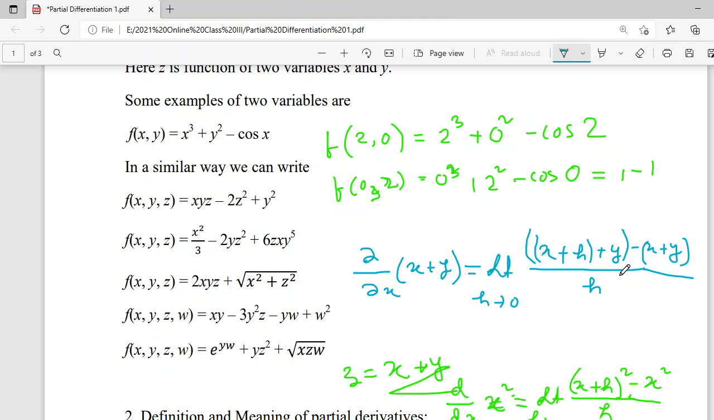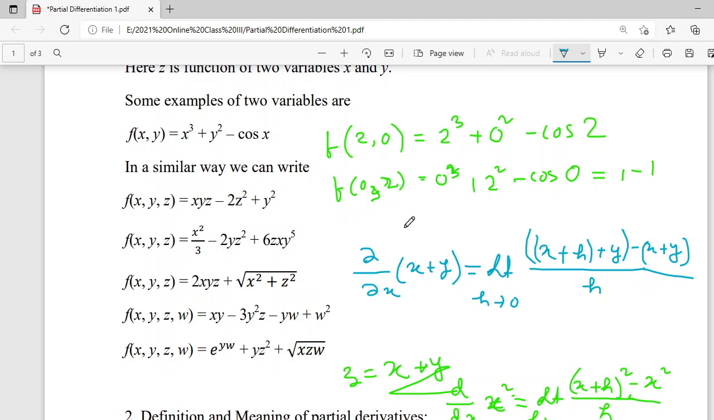So this is the value. y and y will cancel, because y is unchanged here, no change in y. That is why, when we have to find the partial derivative with respect to a particular variable, we give the increment to that variable only. This is with respect to x, so we are giving the increment to x only, not y.